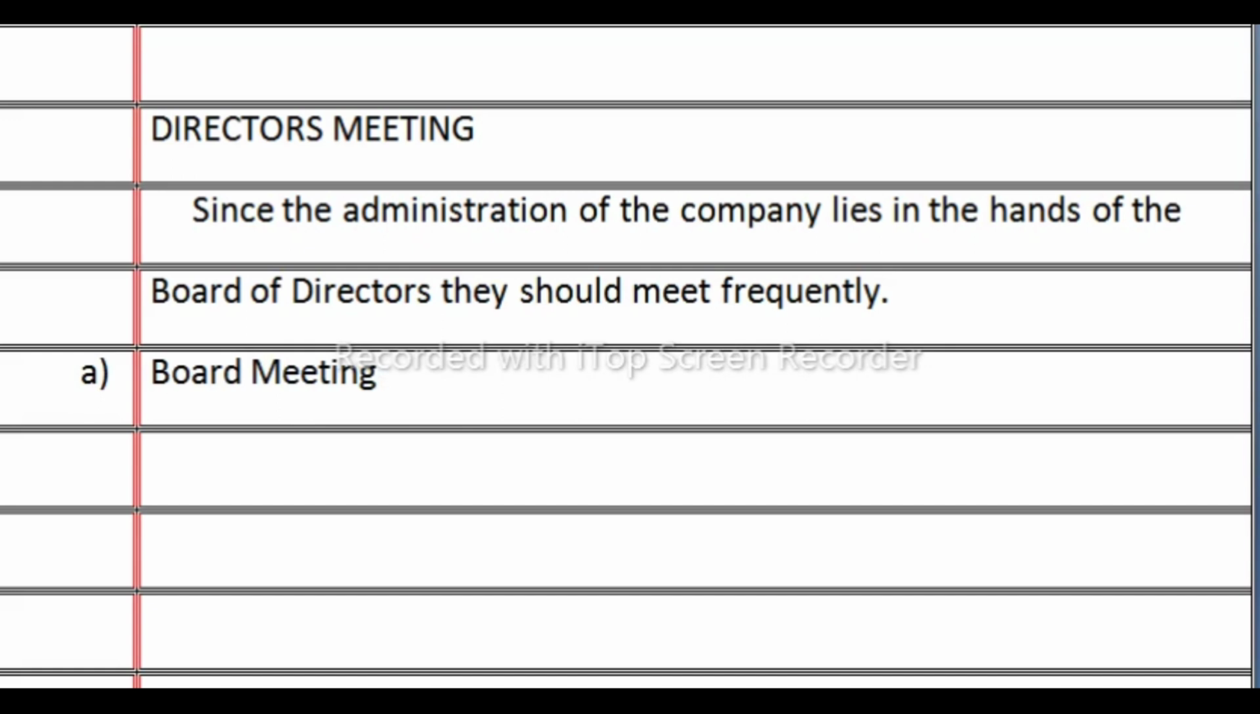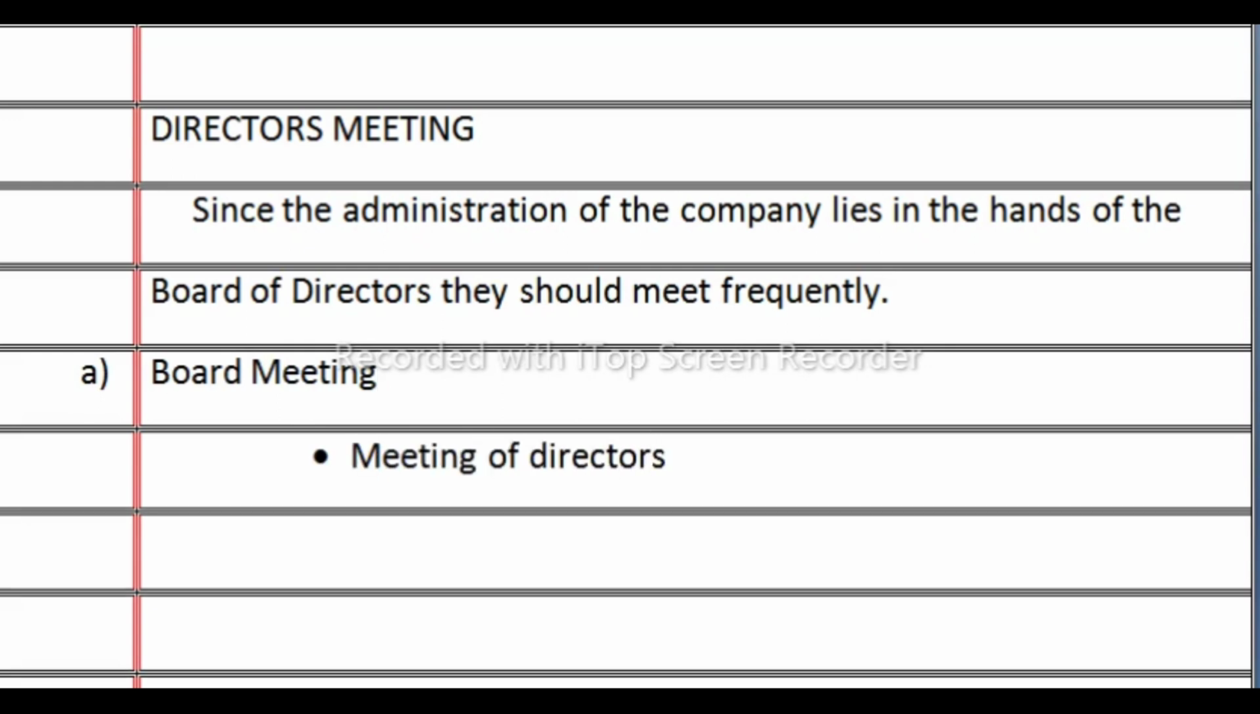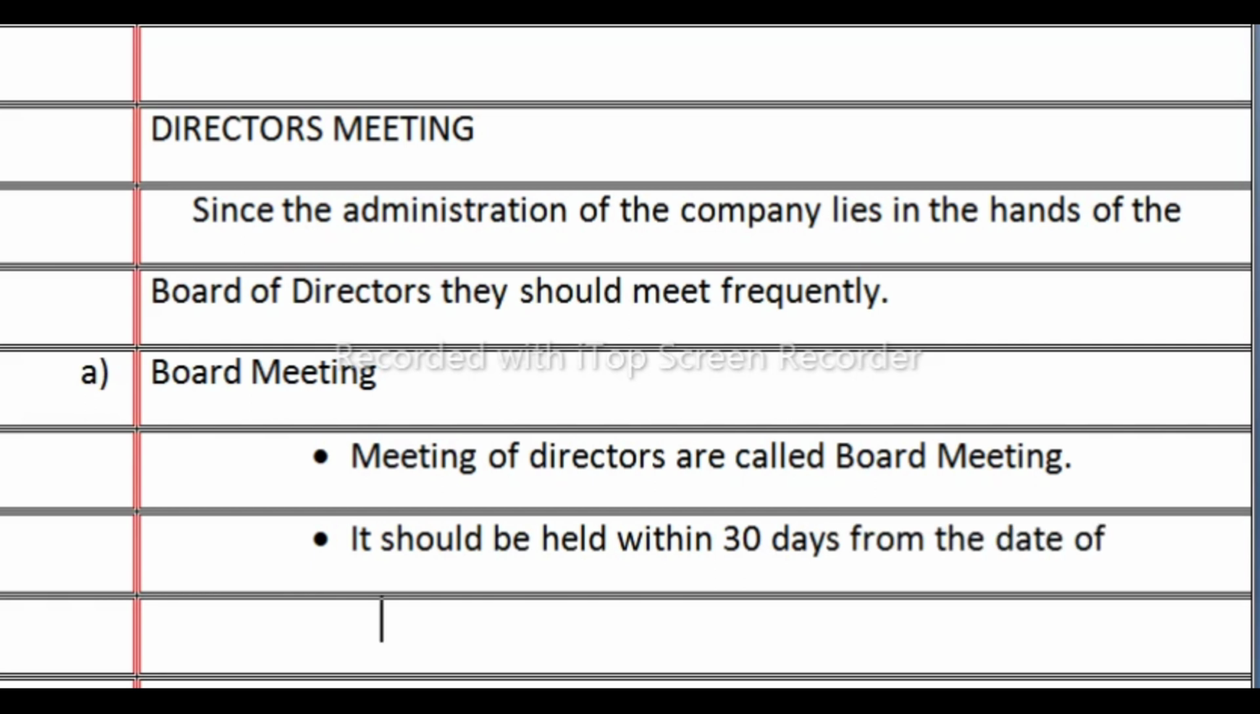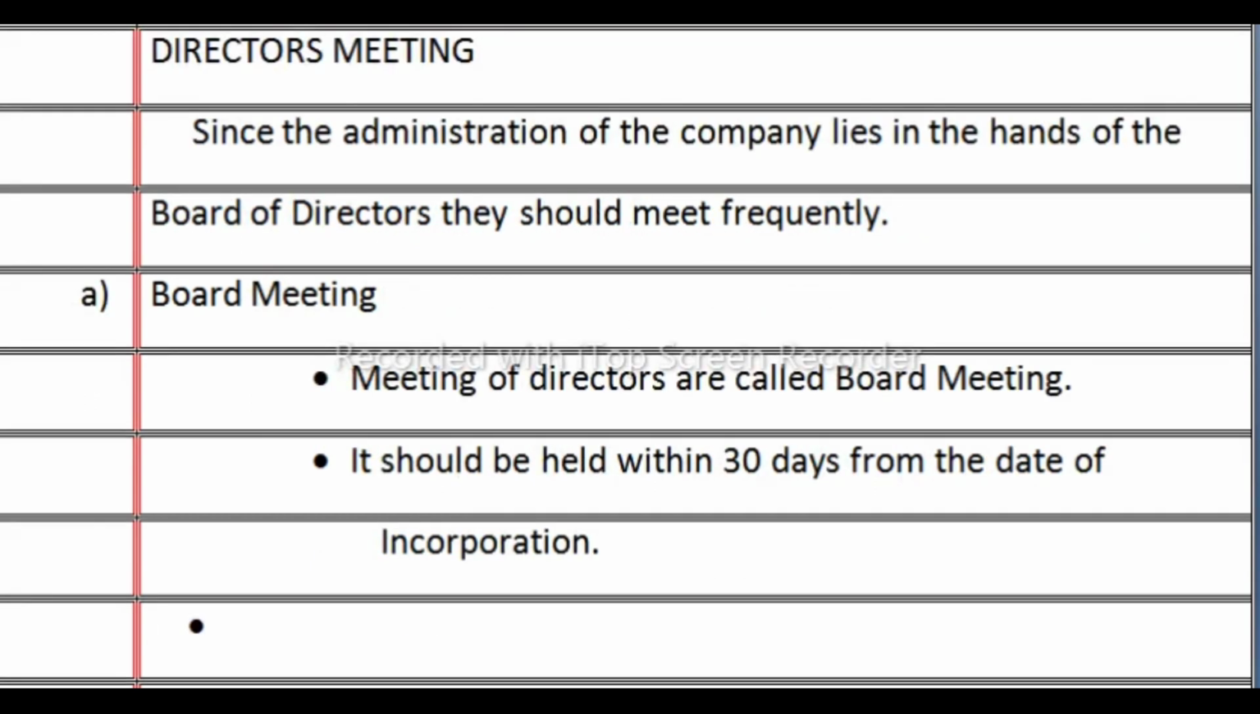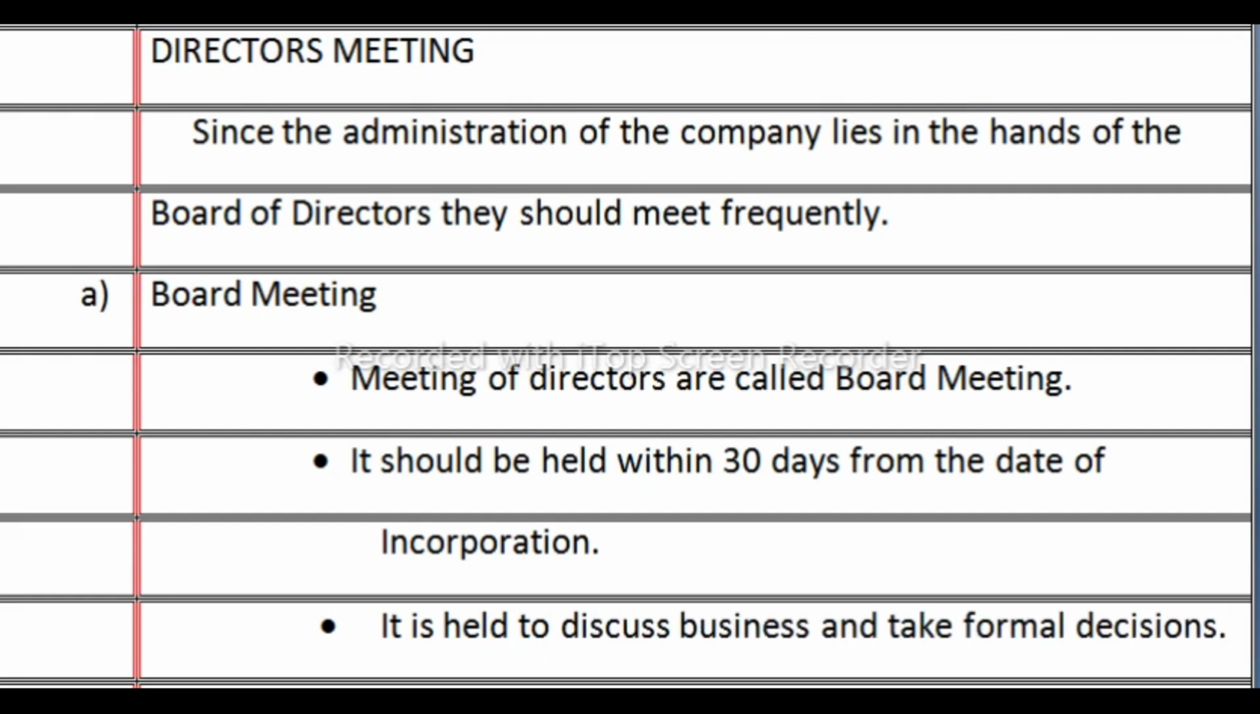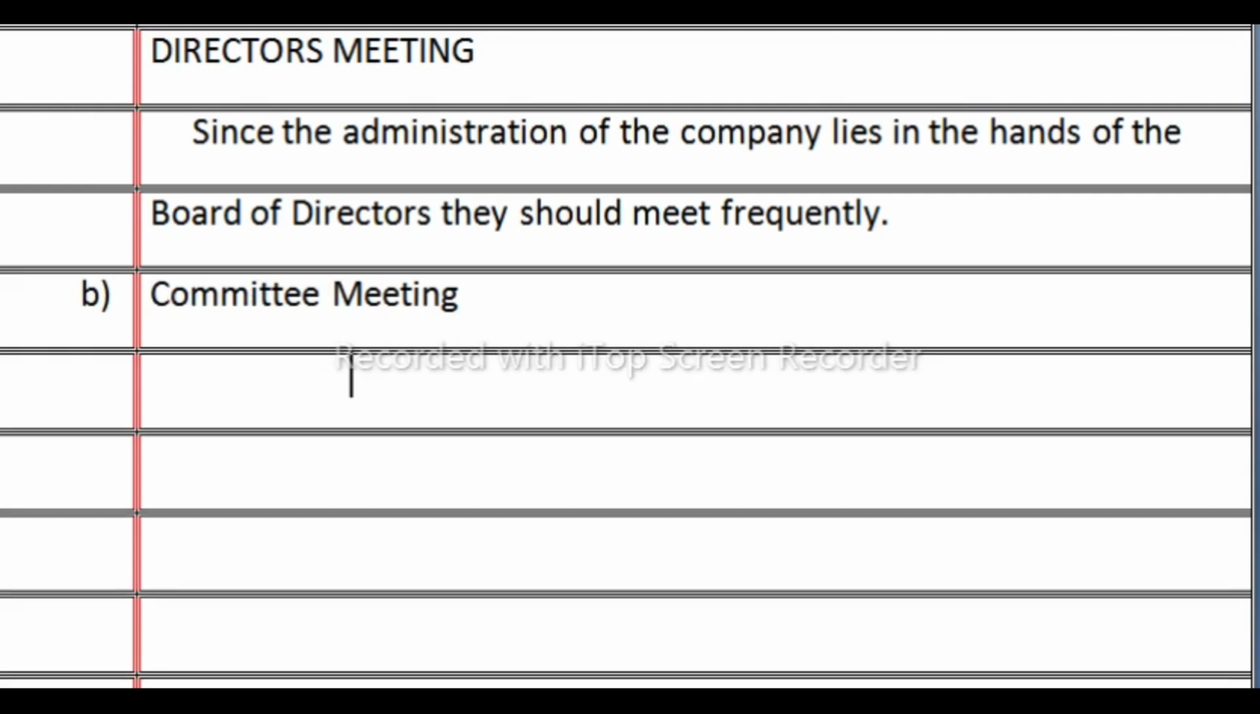So let's look into what a board meeting is. A meeting of the board of directors is called a board meeting, and this meeting is held within 30 days from the date of incorporation, that is the starting of the company. And why do they hold this meeting? It is to discuss the business matters and to take a formal decision on business matters.